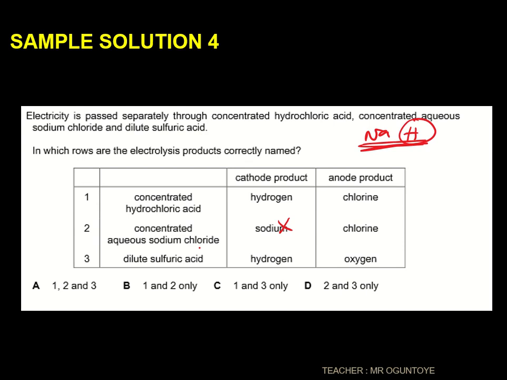Dilute sulfuric acid, because it is dilute, at the cathode hydrogen will be discharged, and at the anode it's oxygen that will be discharged. So both 1 and 3 are correct. So the correct option here is C.